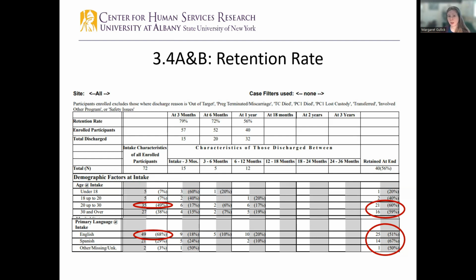Why are English-speaking families dropping out at a higher rate than Spanish-speaking families? And a bunch of them dropping out pretty early on. What can you do to address that? Open question to ponder.